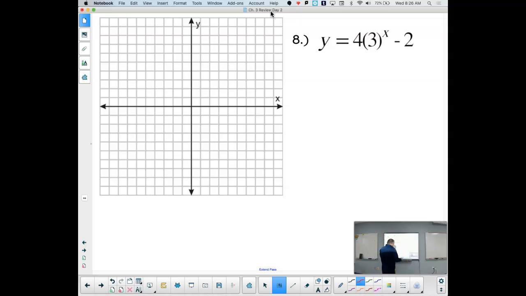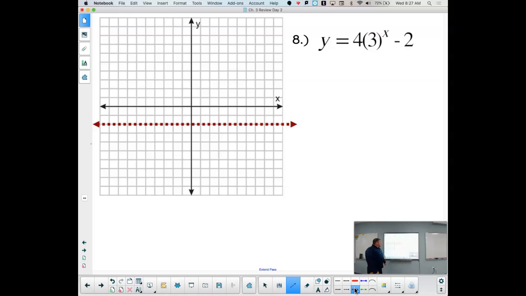So I'm looking at that and I'm saying to myself, this minus 2 down here means that my horizontal asymptote, which would normally be at y equals 0, now gets moved down to y equals -2. Okay.